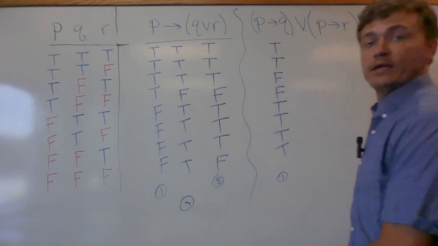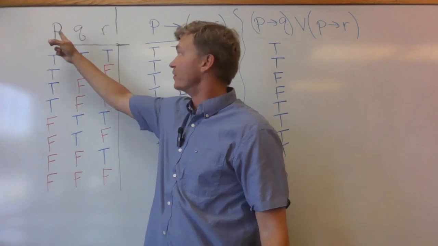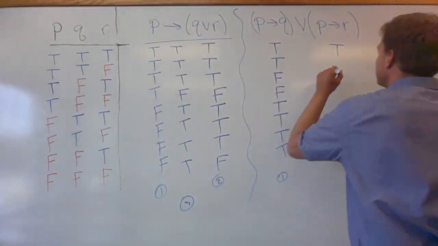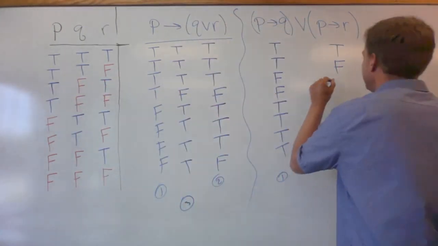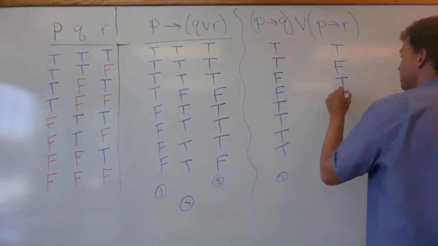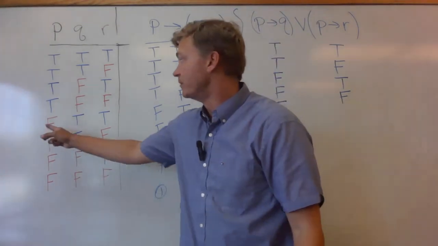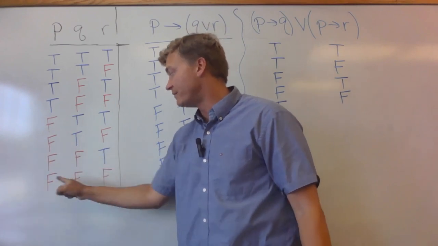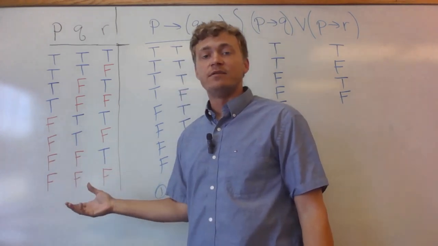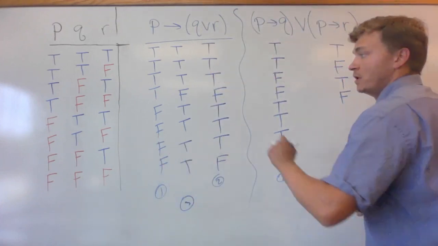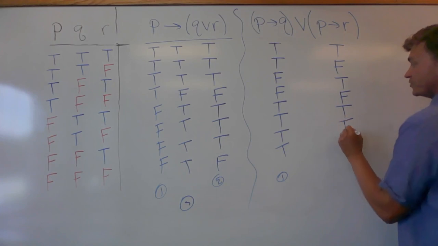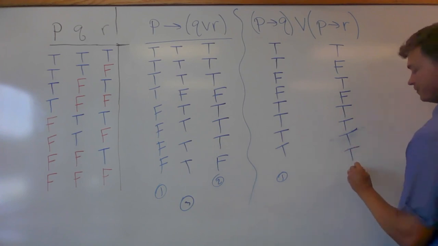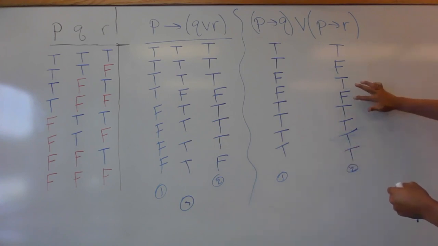For P implies R, now again, we're going to look at the first and third columns. For P implies R, true implies true is true. True implies false is false. True implies true is true. True implies false is false. Now notice this: for the rest of them, F comes first. P implies R: F implies T, F implies F, F implies T, F implies F. When F is the antecedent of this conditional statement, they're all going to be true. False implies true is true. False implies true is true. False implies false is true. And false implies false is true. Again, 1, 2, 3, 4, 5, 6, 7, 8.